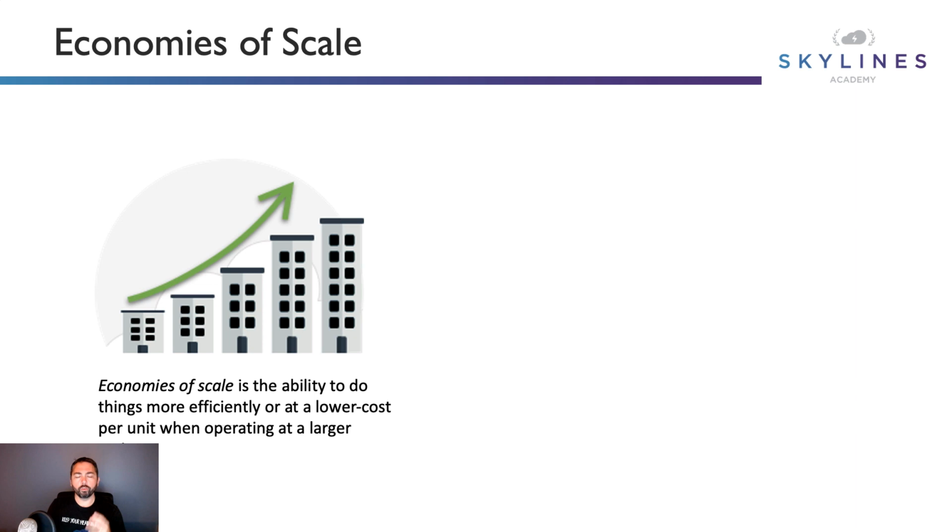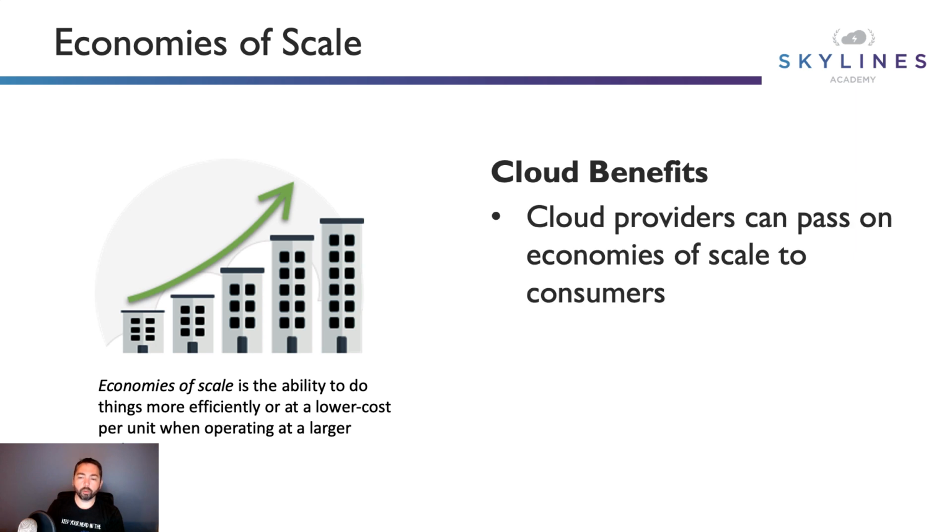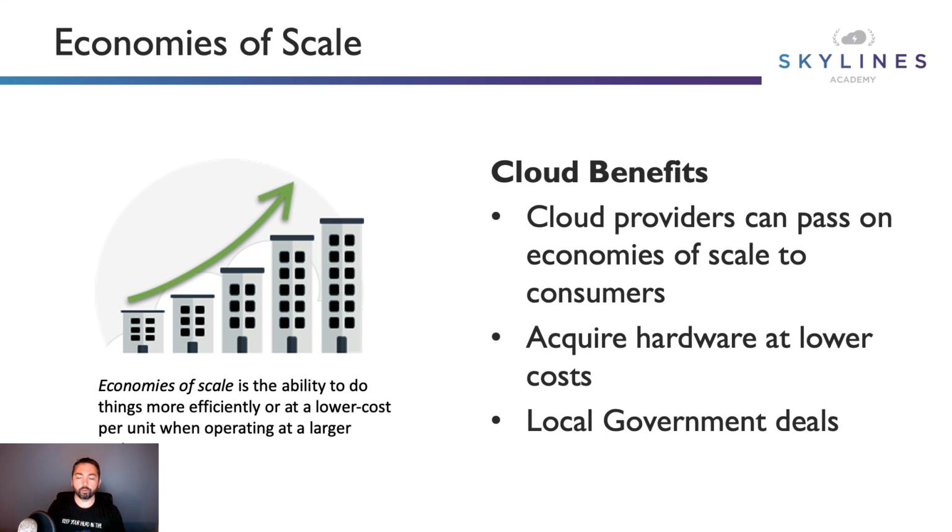Well, to begin with, you do need to understand economies of scale. And this essentially is the ability to do things more efficiently or at a lower cost per unit when you're operating at that larger scale. And that's because you get a lot of benefits with cloud, and this is cloud providers can pass on these economies of scale to consumers. So just think about the amount of Intel CPUs, AMD CPUs that Microsoft are able to purchase, and they're getting a bigger discount on those CPUs, so they can pass on some of those savings to you. They acquire essentially all that hardware, CPUs, and other pieces at much lower cost. They're just really good at managing the data center, and they have local government deals that they can get done as well. And, again, they're just really, really efficient.